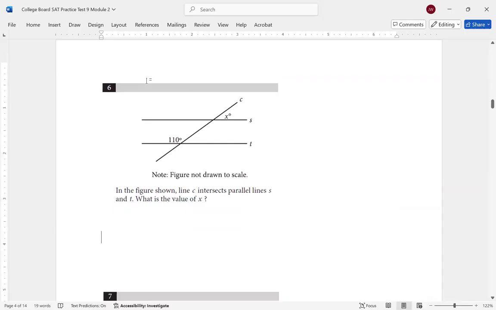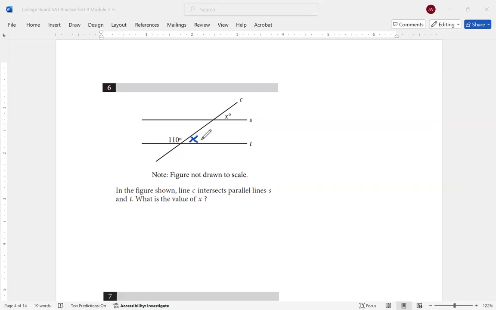Question 6. In the figure shown, line C intersects parallel lines S and T. What is the value of x? Well, for this one, I'll draw on this. Basically, since S and T are parallel, then the angles of intersection are going to be the same. In other words, this angle x, which is right and a top line S, is going to be the same angle that is on the top right-hand side of line T, between line T and C.